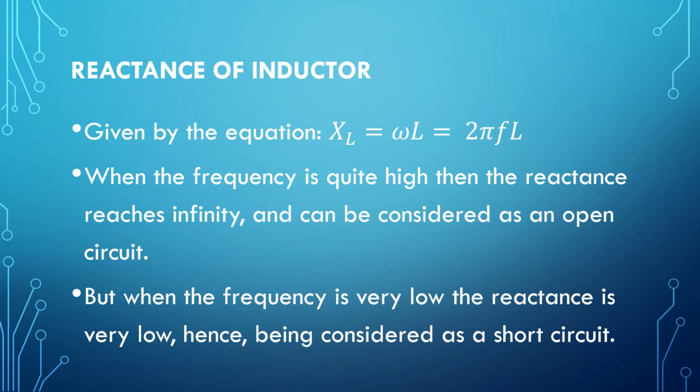Like before, omega equals 2 times pi times the frequency, giving an easier formula to apply. Generally, with the frequency being quite high, the reactance goes close to infinity, acting as an open circuit, and quite the opposite for when the frequency is low, leading to a short circuit result.